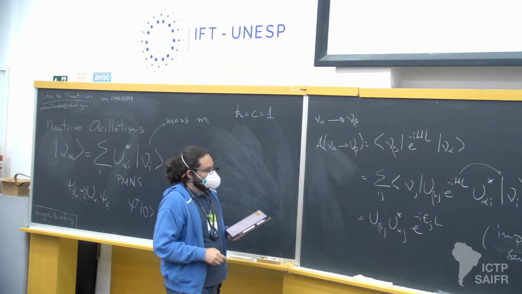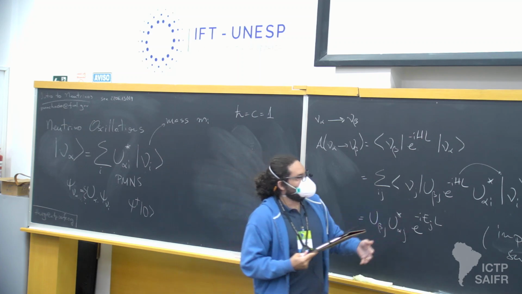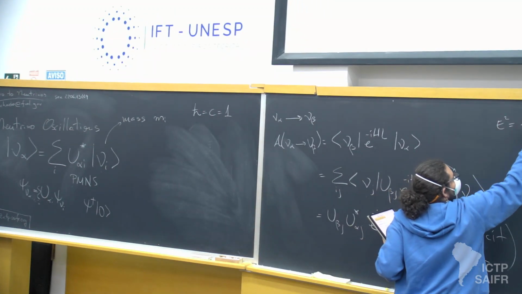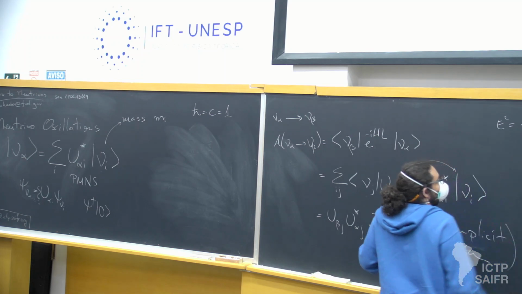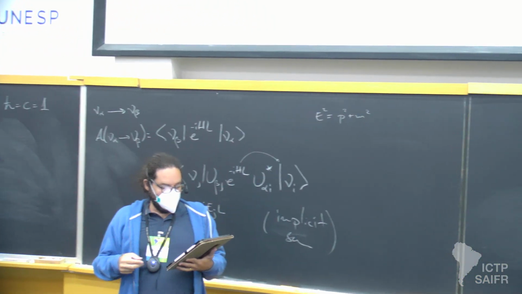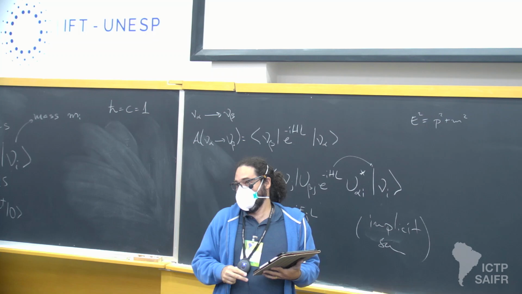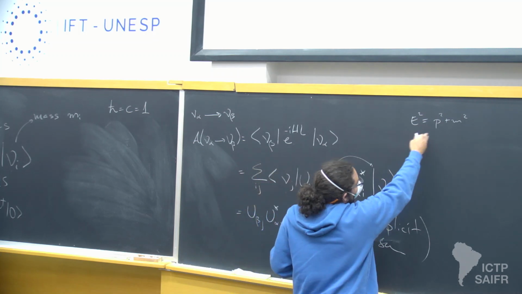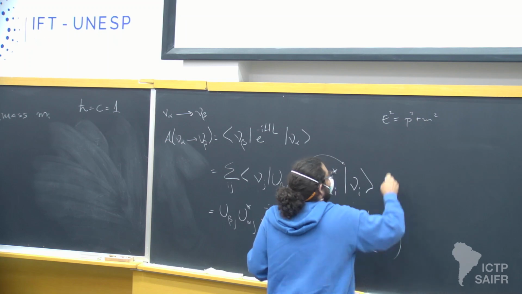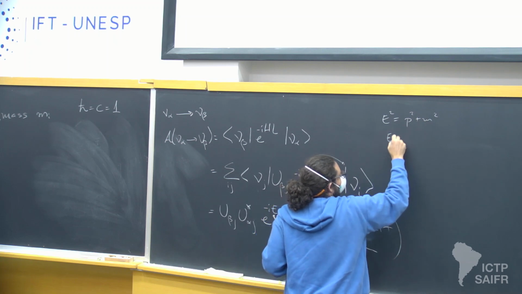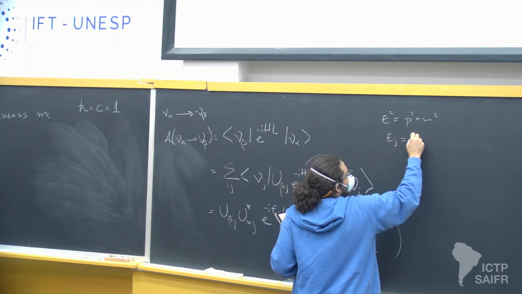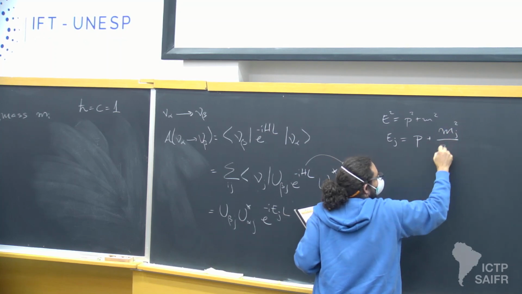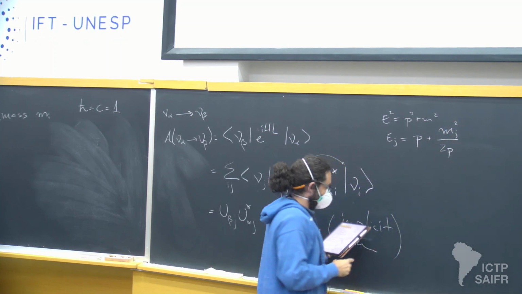So the energy of a neutrino, as we know, goes like this. Experimentally, we know that the mass of the neutrino is very, very small. We can get there at some point. So we can approximate this energy: the energy of neutrino j equals the momentum p plus the mass squared over 2p.